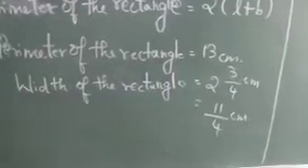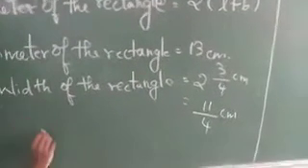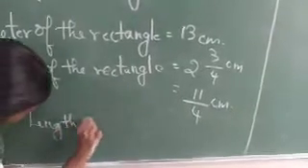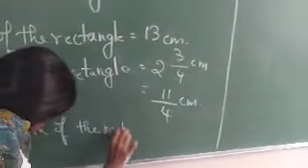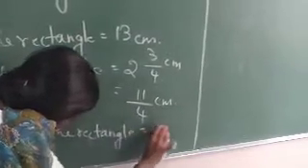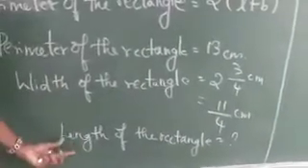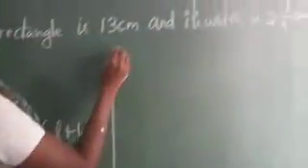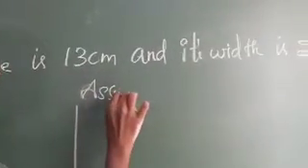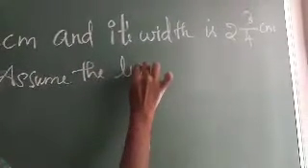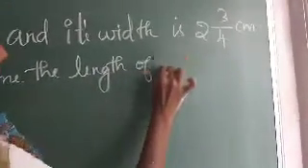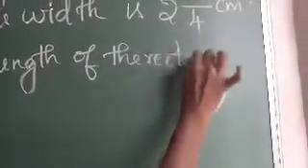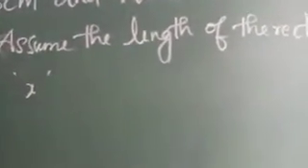Now what you have to find is the length. So the length of the rectangle is equal to question mark. That means you have to find the length of the rectangle. We don't know the length of the rectangle, so you shall assume the length of the rectangle to be x. So now you substitute these given informations in the perimeter of the rectangle formula.